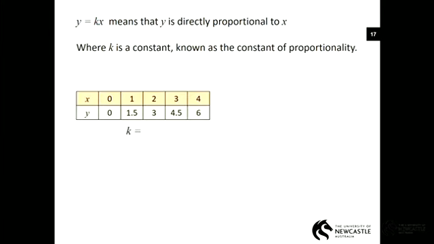So, if we look at this example, can we see what's happened here? What did x get multiplied by to become y? 1.5. 0 times 1.5 is still 0, and 0 doesn't help us find the answer. 1 times what gives 1.5? 1.5. 2 times 1.5 gives 3. 3 times 1.5, yep, k equals 1.5. All the y values are equal to 1.5 times their x's.